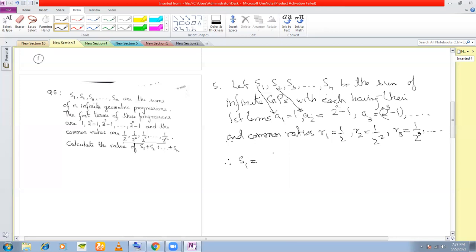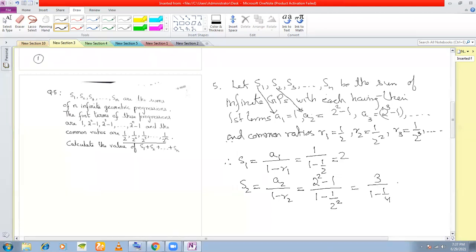Therefore, what is S1? First GP: first term is A1 divided by 1 minus R1. So this is 1 by 1 minus half, which is equal to 2. What is S2? S2 is A2 by 1 minus R2, which is equal to A2 is 2 square minus 1 divided by 1 minus 1 by 2 square, okay, which is 3 by 1 minus 1/4, which is equal to 12 by 3. If you take the LCM, it should be 4.